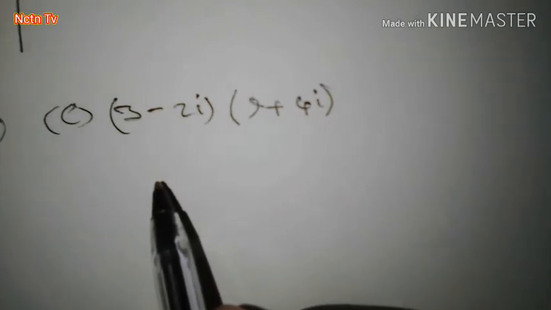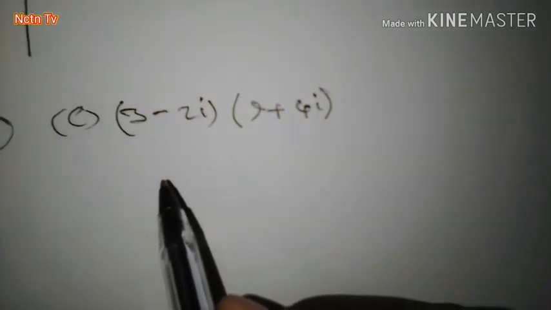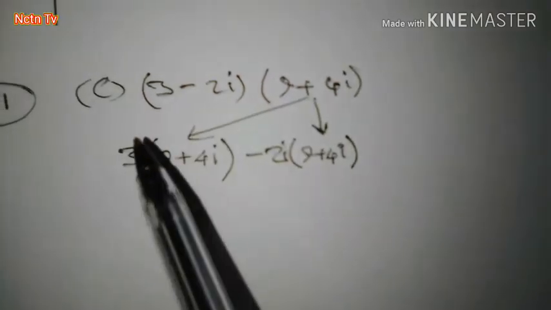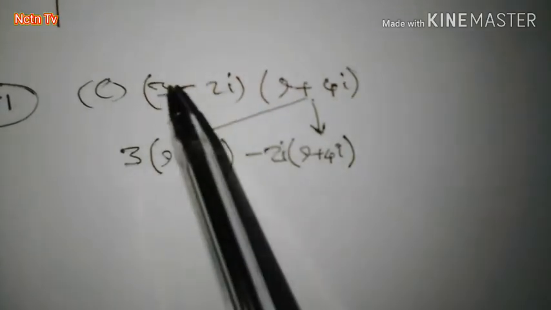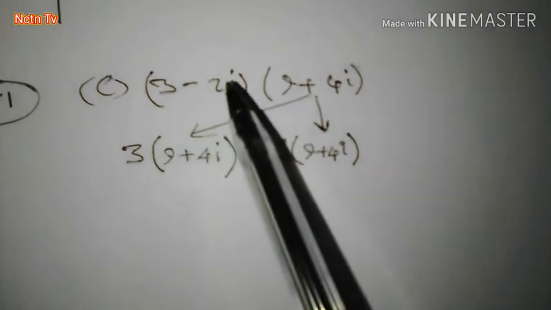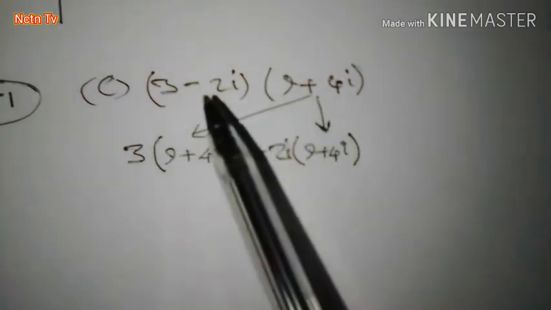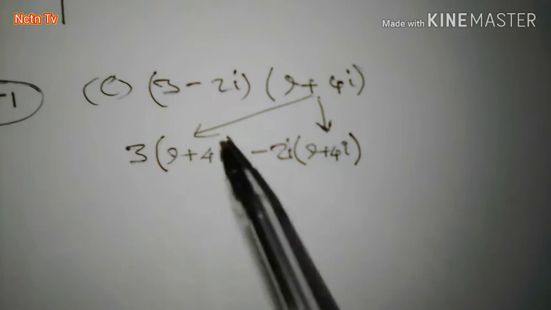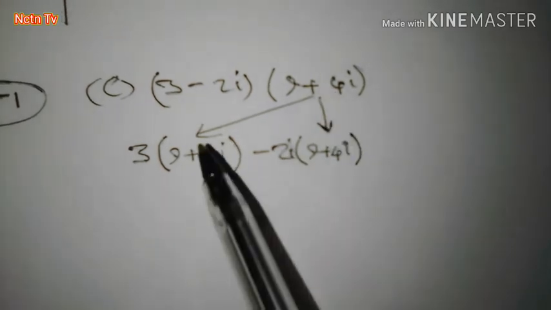Here we have another example. Try it. So here we are just going to FOIL. In short, we are distributing the first bracket, 3 and minus 2i, into the second bracket.